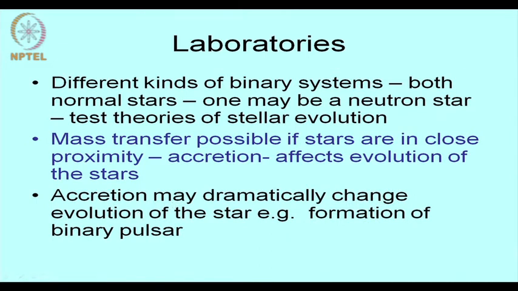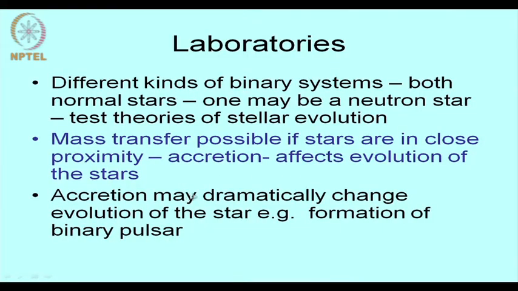You have different kinds of binary systems where both of the stars are normal stars. You could also have binary systems where one of the stars is a white dwarf or maybe a neutron star, and the fact that you have this variety of binary systems provides tests of models of stellar evolution.